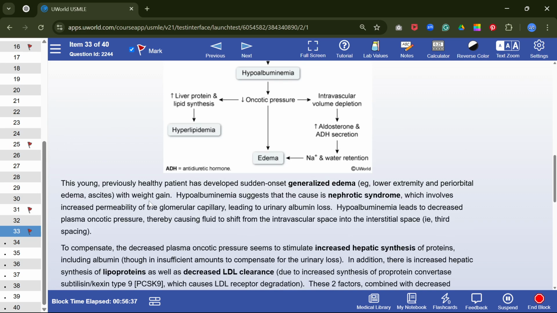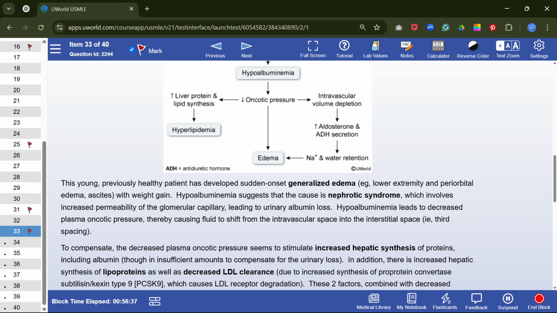This young, previously healthy patient has developed sudden onset generalized edema, lower extremity and periorbital edema, ascites with weight gain. Hypoalbuminemia suggests that the cause is nephrotic syndrome, which involves increased permeability of the glomerular capillary, leading to urinary albumin loss.